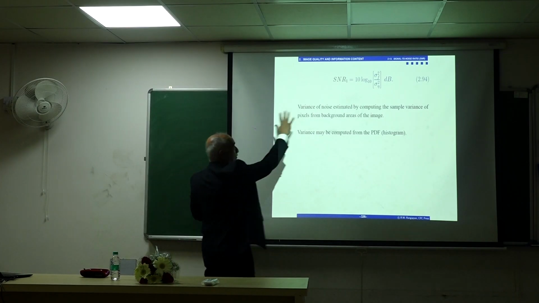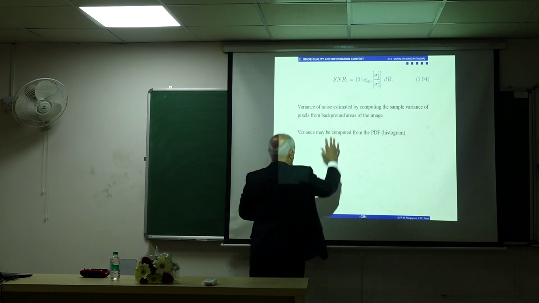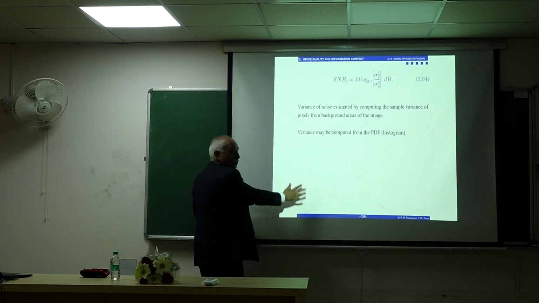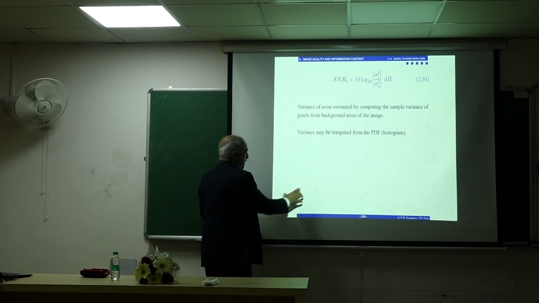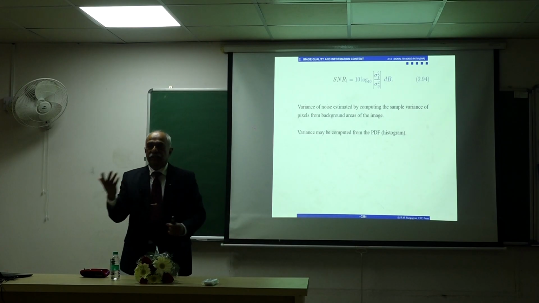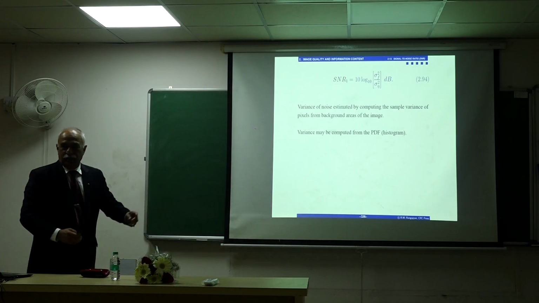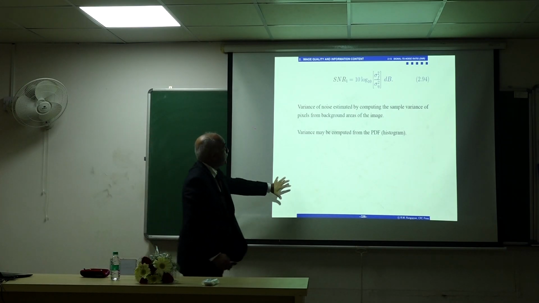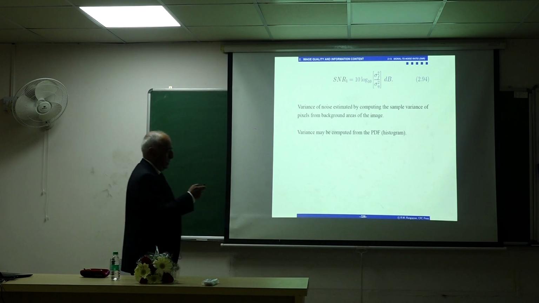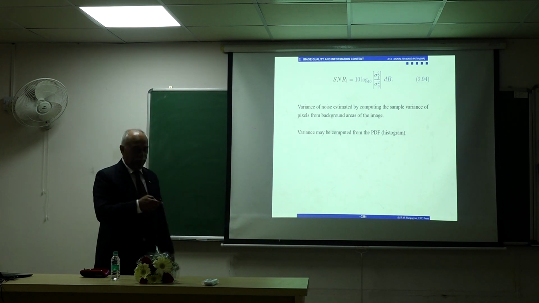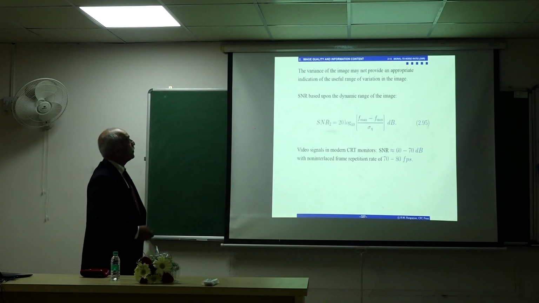Or you may have an image where that's the image and there's nothing here. So you take a few pixels from here, take the variance. That's noise. Nothing is supposed to be here. Variance may also be computed from the PDF or the histogram if you have it.